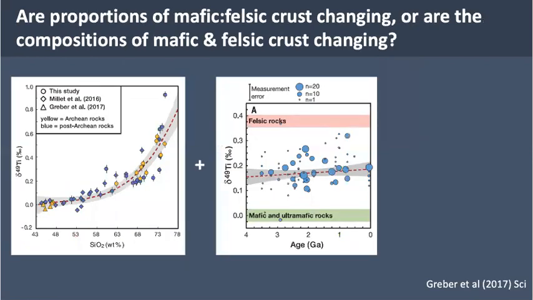This is actually in conflict with a lot of work that's been done recently. The question has been reposed in some of these more recent studies, which is not whether the relative proportions of mafic to felsic crust are changing over time, but instead whether it's just the mafic and felsic crust themselves changing, like their actual composition. That's more consistent with that Keller study that I was showing you a few slides ago.